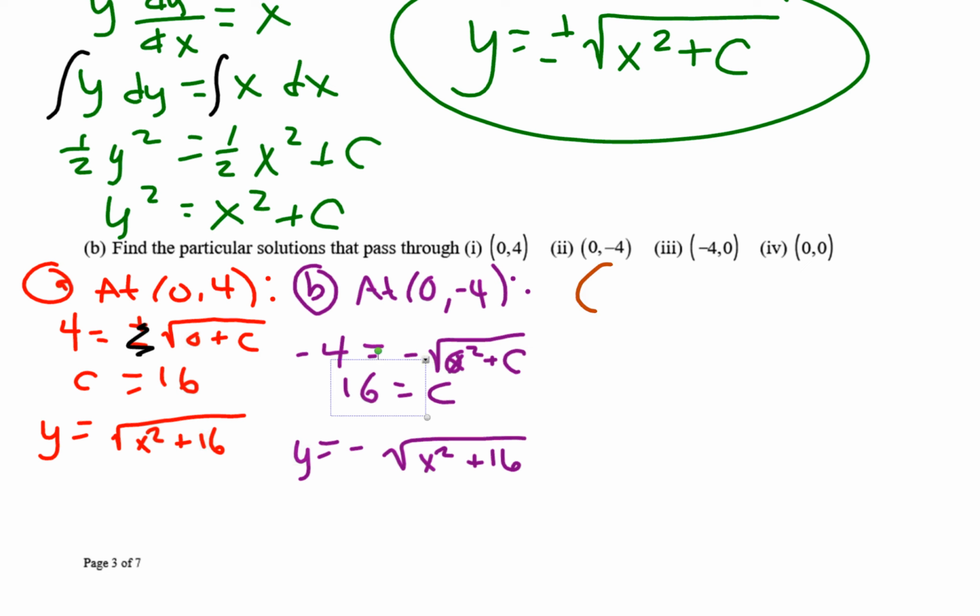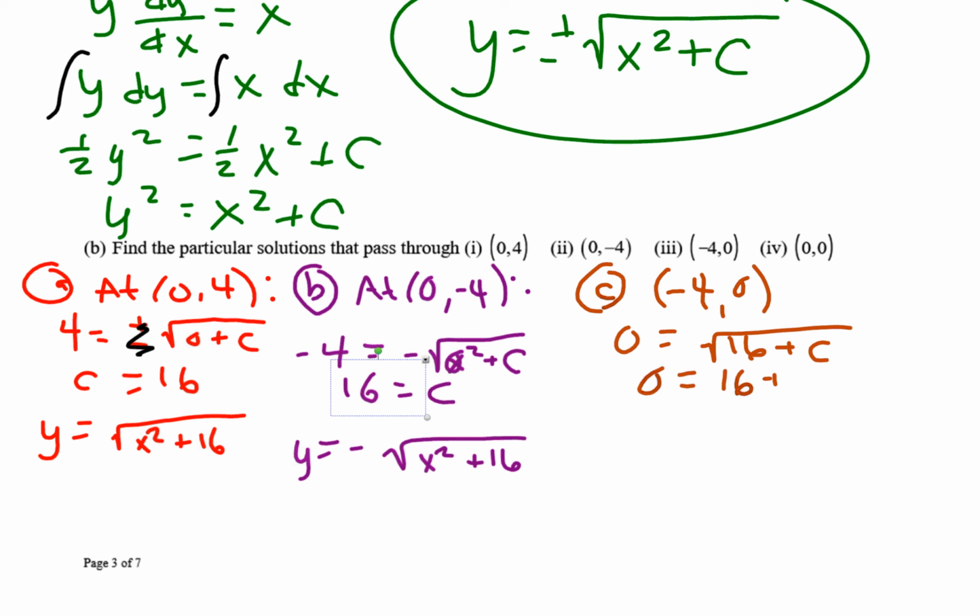Okay, for part C, let's try a different color. So at the point negative 4, 0, we have 0 equals square root of 16 plus c, because when you square negative 4, you get 16. So if we square both sides, we get this. And so c is negative 16. So y equals positive square root of x squared minus 16.